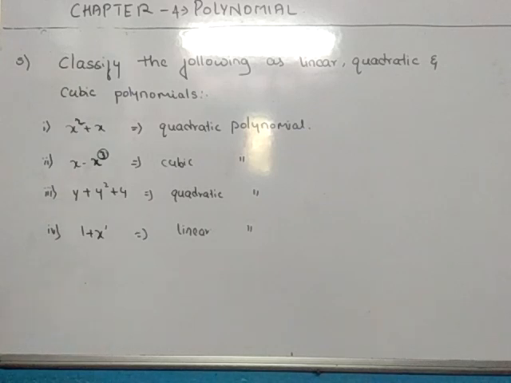To verify whether the given equation is linear, quadratic or cubic, first we have to check the degree of the variable. Then according to that we have to decide whether it is a linear, quadratic or cubic polynomial. If the highest power is 1, then it will be linear. If the degree of the equation is 2, then it will be quadratic. If the degree of the equation is 3, then it will be a cubic polynomial, right?